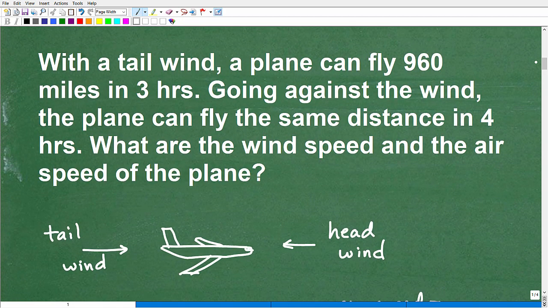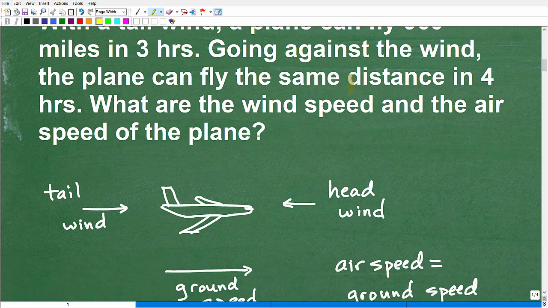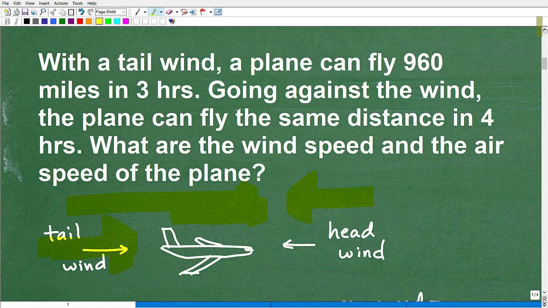All right, so let's read it again. With a tailwind, let's make sure we understand conceptually what a tailwind is. Here's our airplane, flying along in the sky. We're talking about a tailwind and a headwind here. A tailwind is wind that's behind us. Is it going to make the airplane go faster or slower? Well, obviously, it's wind to our back, so this is going to make the speed of the plane faster. Likewise, if I have wind blowing into the airplane, it's going to slow it down. So we just need some basic idea of the definitions here.